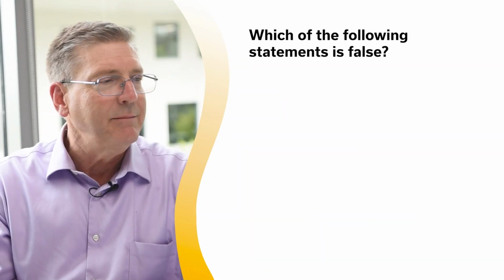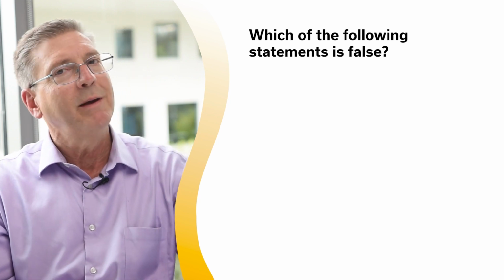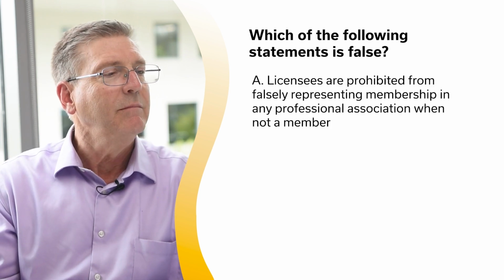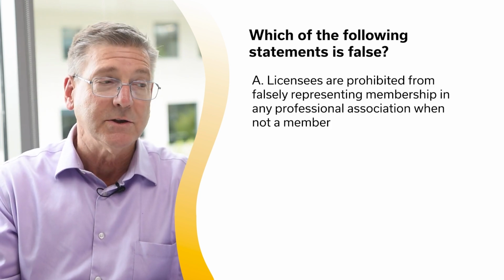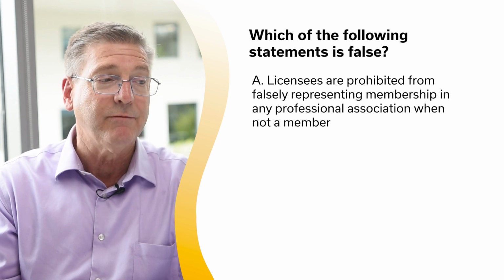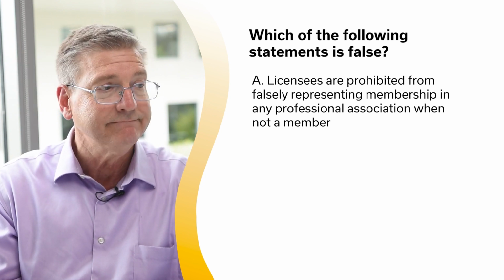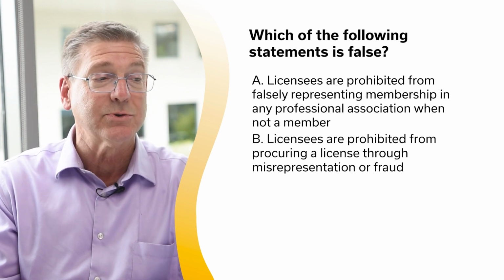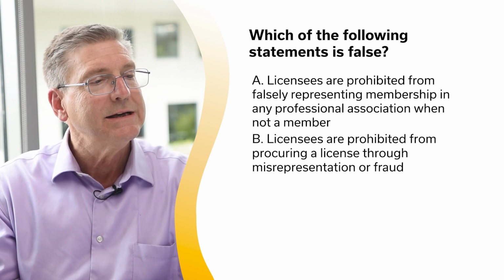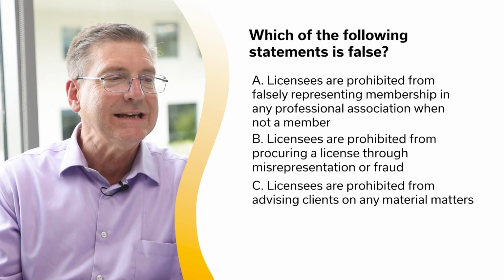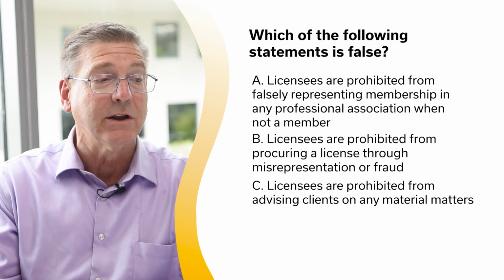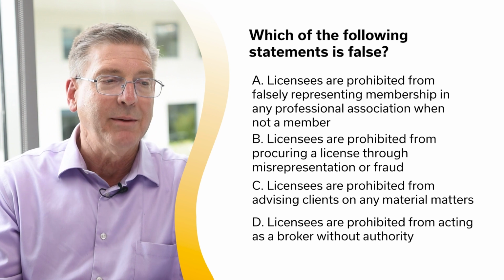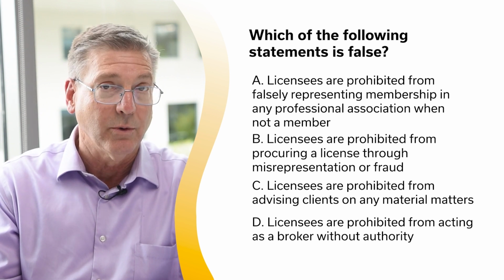Which of the following statements is false? Always remember to look out for except and false and those kind of words. A, licensees are prohibited from falsely representing membership in any professional association when not a member. B, licensees are prohibited from procuring a license through misrepresentation or fraud. C, licensees are prohibited from advising clients on any material matters. Or D, licensees are prohibited from acting as a broker without authority.